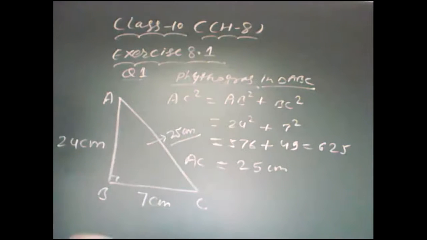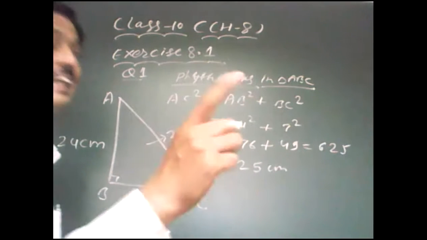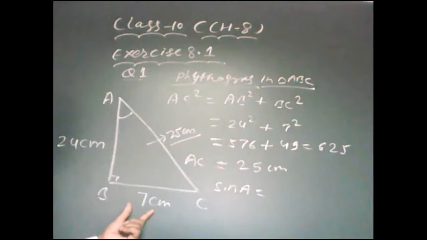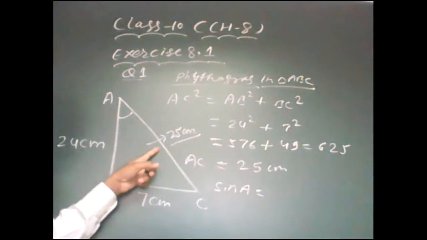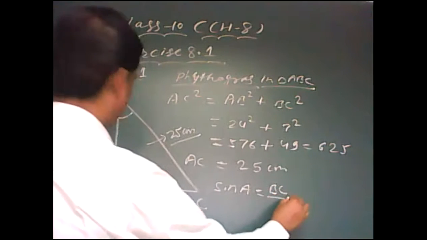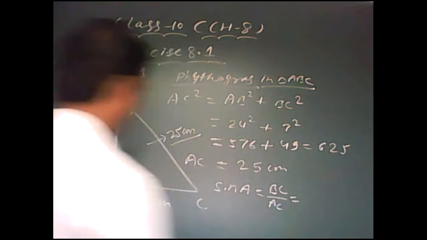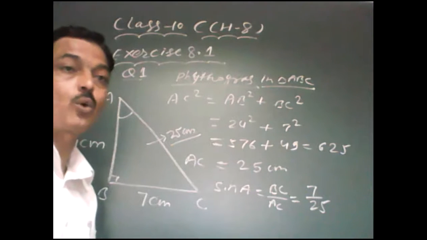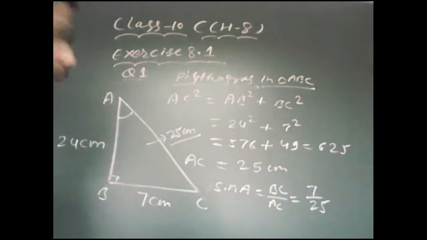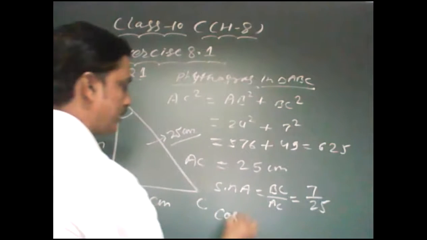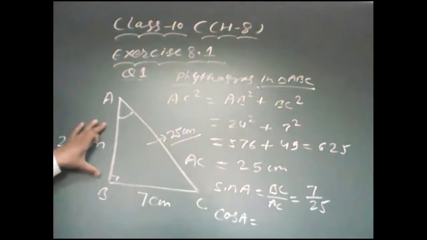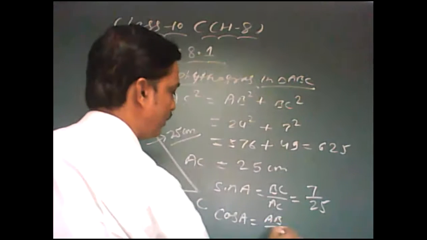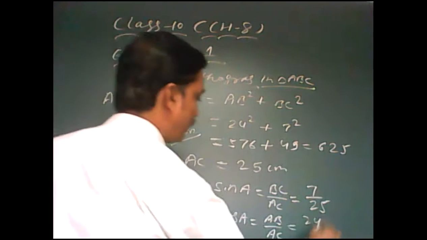Yes or no? Okay. Now, what we need to calculate? Sin A. For this angle A, this one is opposite and this one is hypotenuse. So opposite upon hypotenuse means BC upon AC, that is equal to 7 upon 25. Now, what we need to calculate? Cos A. How we calculate cos A? Cos A is equal to adjacent upon hypotenuse, it means AB upon AC, that is 24 upon 25.